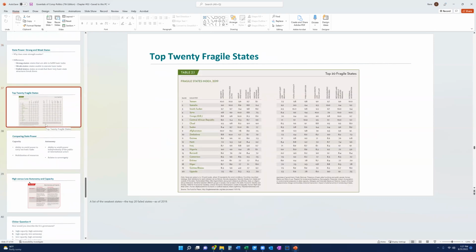In terms of weak states or fragile states, you're going to discover that Yemen, Somalia, and South Sudan are the weakest states. None of the countries listed, except Nigeria that I can see quickly off the top of my head, are found in the top 20 fragile states. I'm not sure that this was released in 2019.